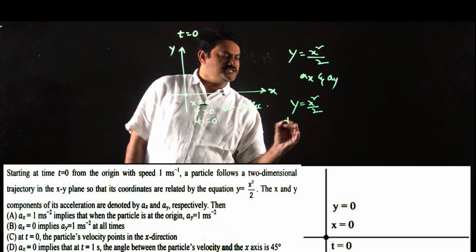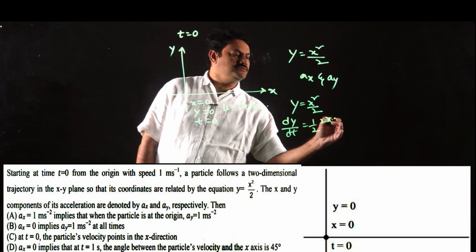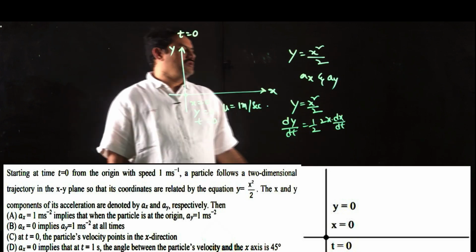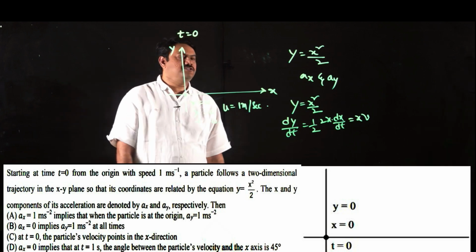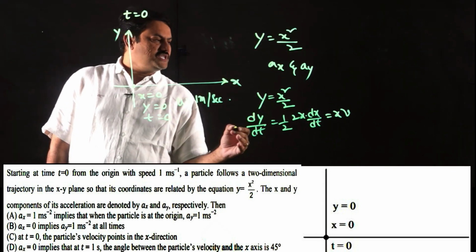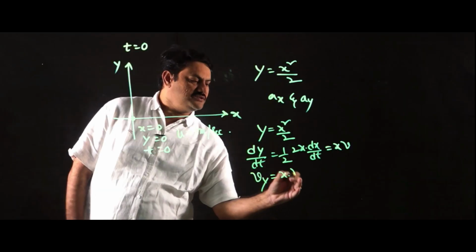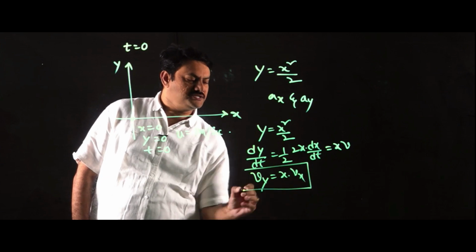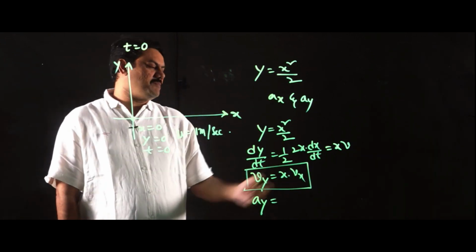Now take the differentiation: dy by dt is equal to 1 by 2 into 2x into dx by dt, so that is equal to x into v. So dy by dt is equal to x into v is the relation. Dy by dt means that is vy and dx by dt is vx. So vy is equal to x into vx. This is one relation. Now differentiation with respect to t, ay is equal to, now apply the uv formula.